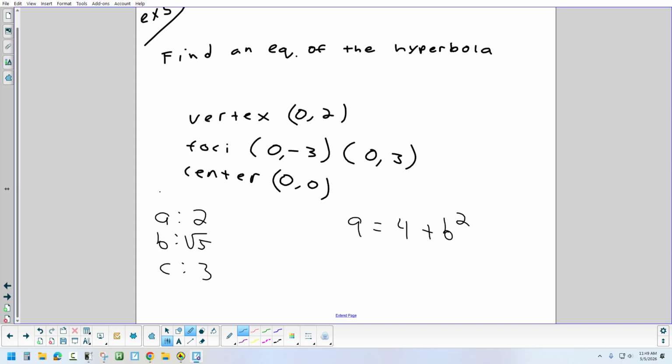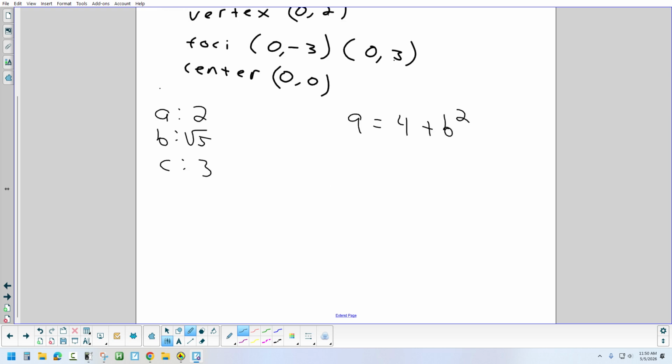What would be the direction of the axis? Yep. Look at your points. They all have an x value of 0. One of them is up 2, down 3, up 3. They're all vertically lined up. That means we want a y positive. We want the x negative. We always put A squared first, B squared second.